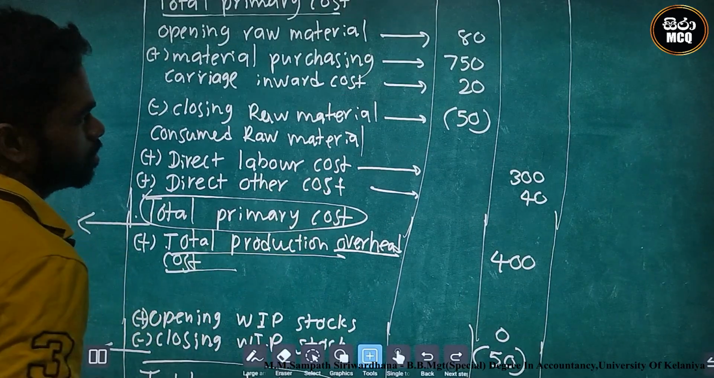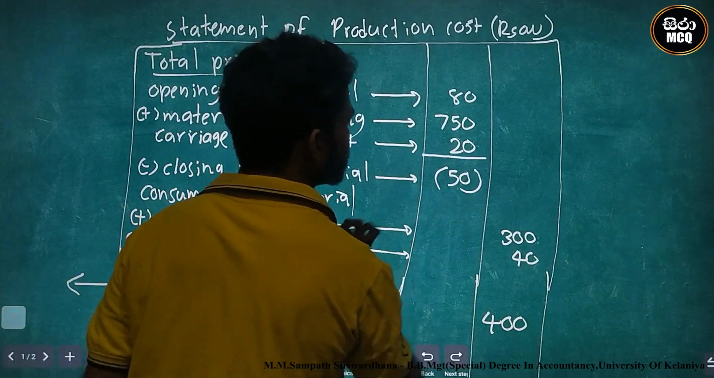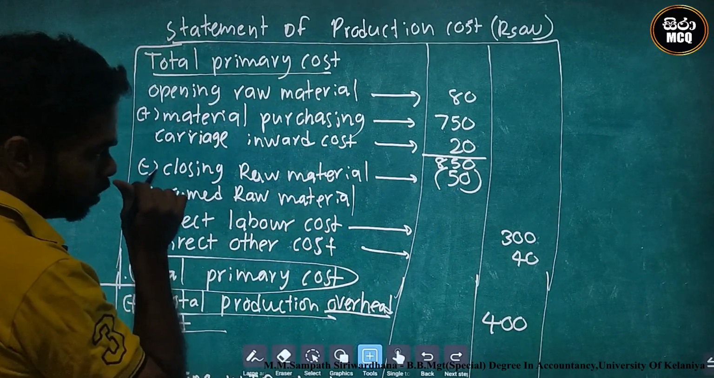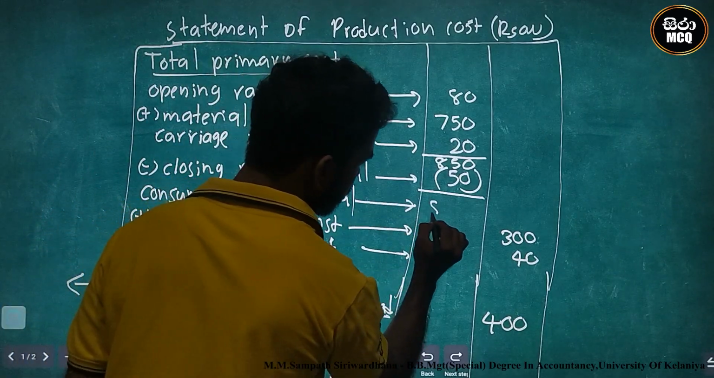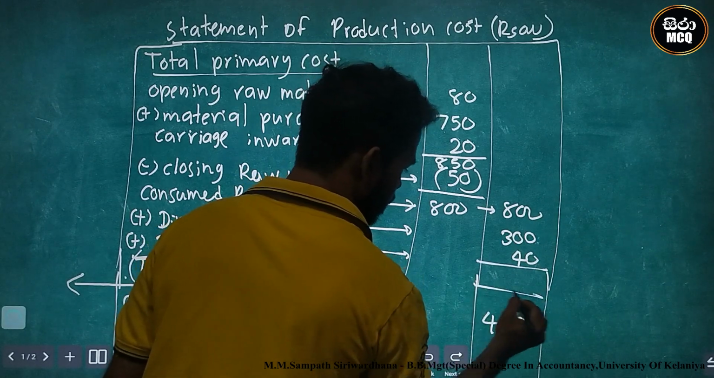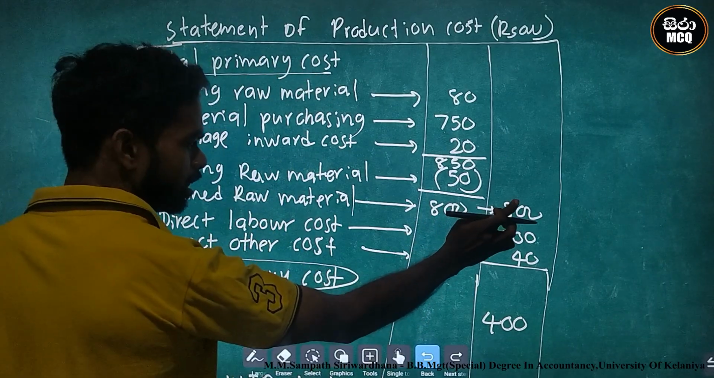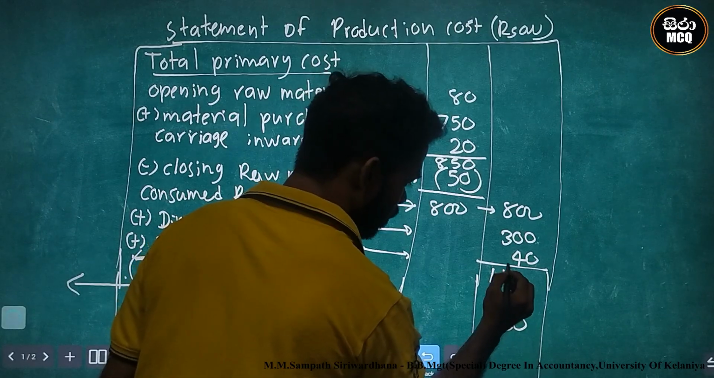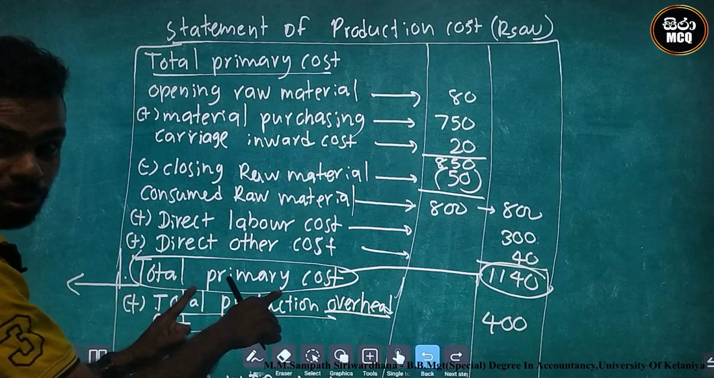Look here, there are additions: add this, 850. Deduct 50. Consumed raw material is calculated as 800. This is the direct cost: direct material, direct labor, direct other. The total is 1,140. This is the primary cost.